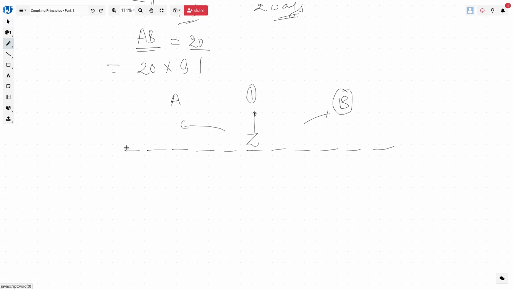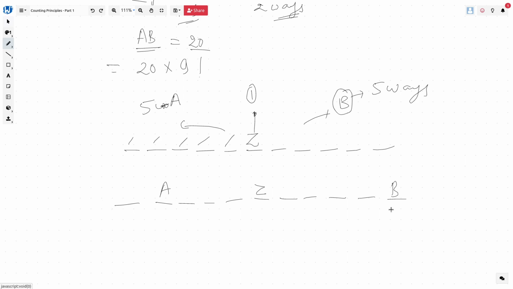Now A can sit this side and B can sit this side. Now how many places can A sit? A can sit here, here, here, here, here. So there are 5 ways A can sit, and similarly 5 ways B can sit. Now if all these 3 people sit somewhere, Z is sitting at the 6th place. Now let's say A sits here and B sits somewhere here.